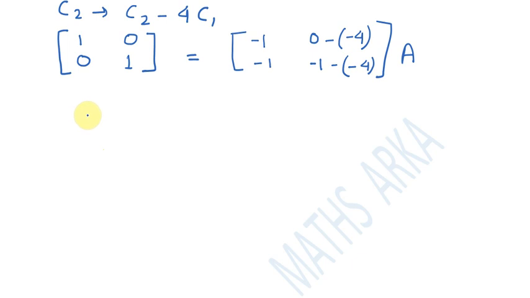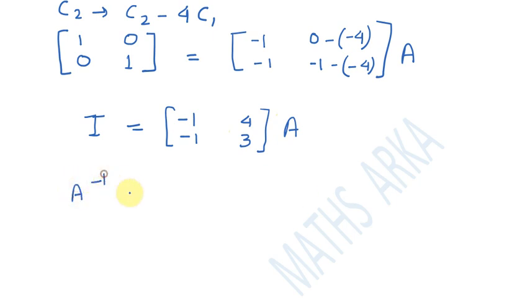Okay, let's scroll down a bit. So this one is I, we can write it as I is equal to, what do we get? Minus 1 minus 1, and here 0, and it is 4 plus 4, because minus of minus is plus 4. Here minus of minus is plus 4, 4 minus 1, that is 3, and this one is A. So A inverse is this matrix, minus 1 minus 1 4 3. Okay, so this is our answer.